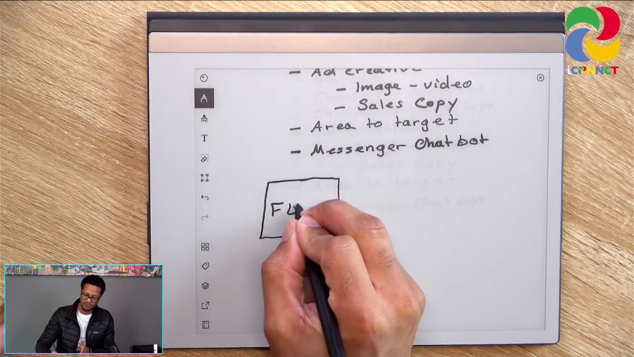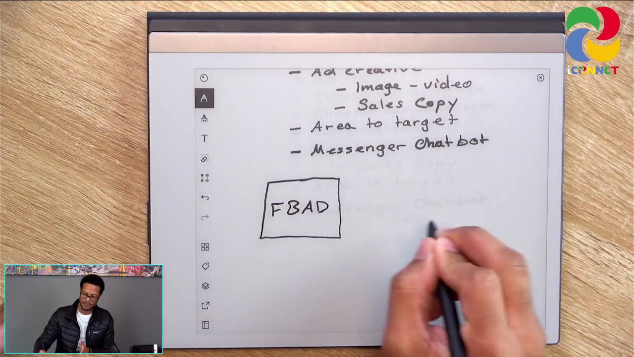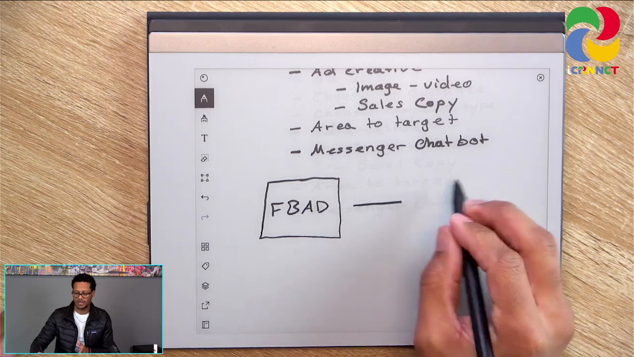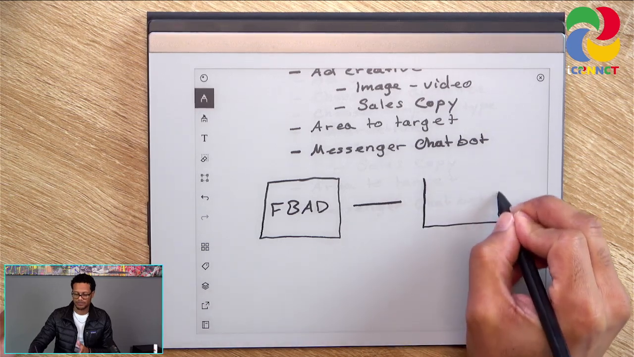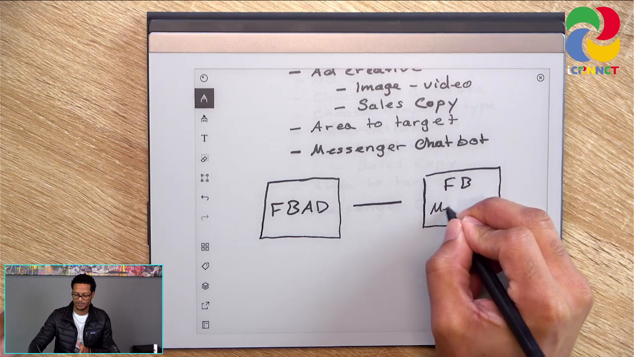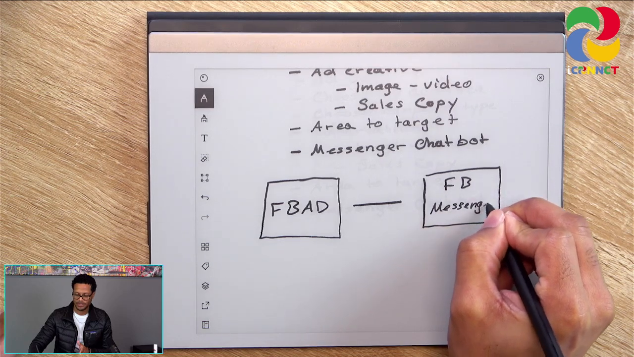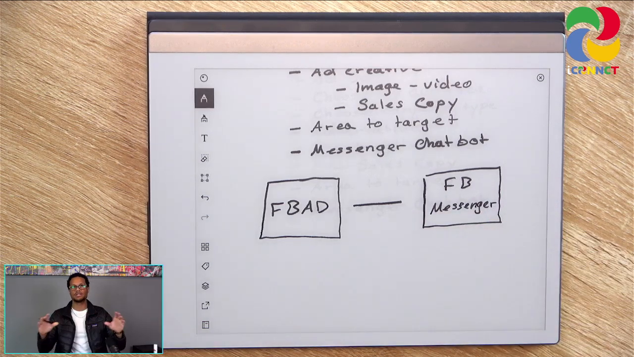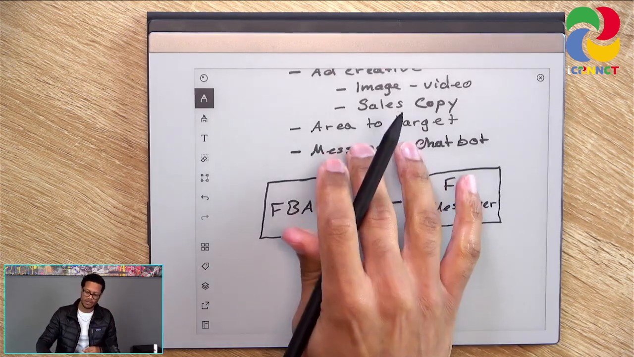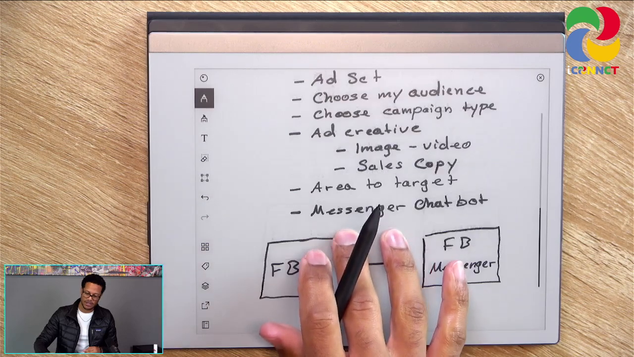So I go FB ad, and then this is basically the stage that the buyer is on. And so they are then going to FB Messenger, right? So all I'm doing is just visualizing their journey. That's it. And then what fills each one of these components up is the elements that are here.